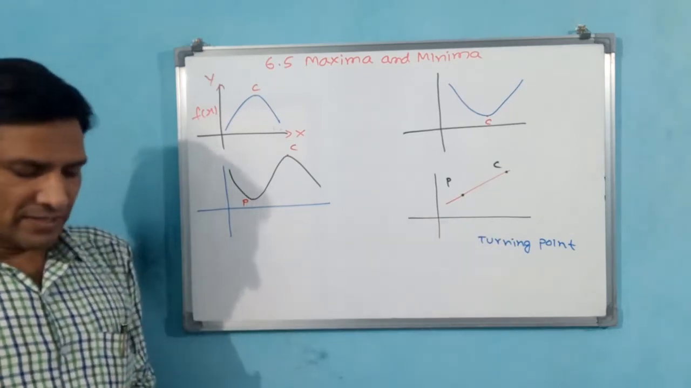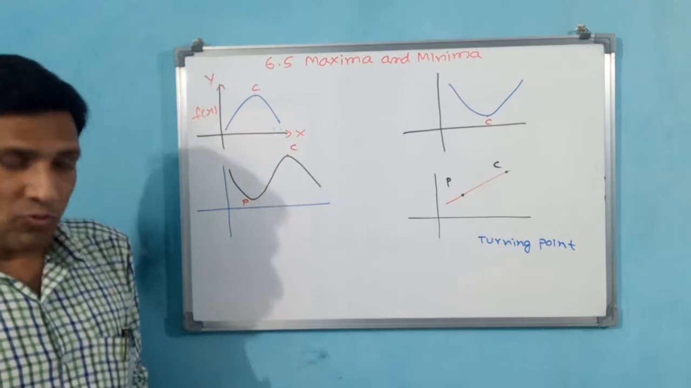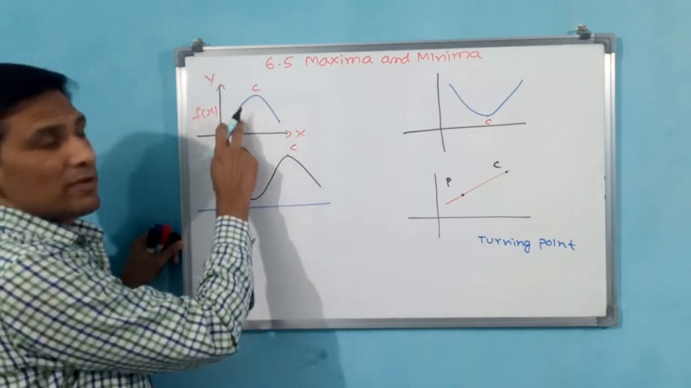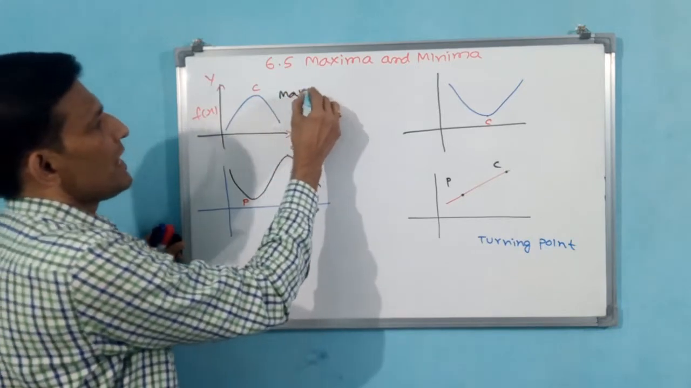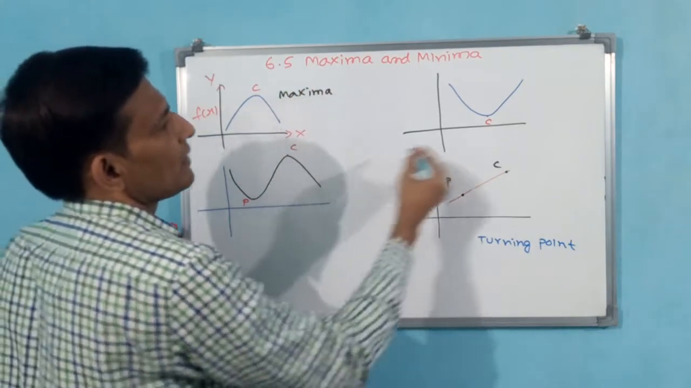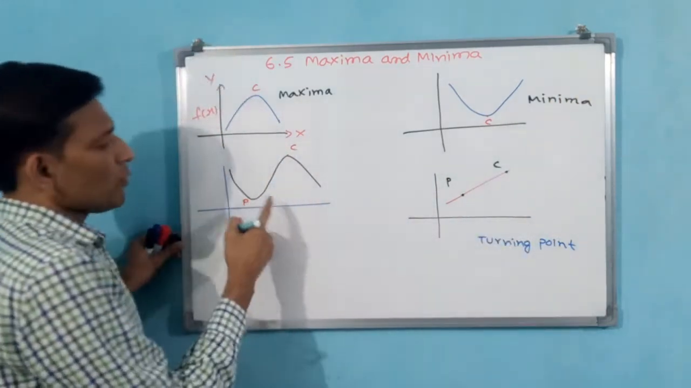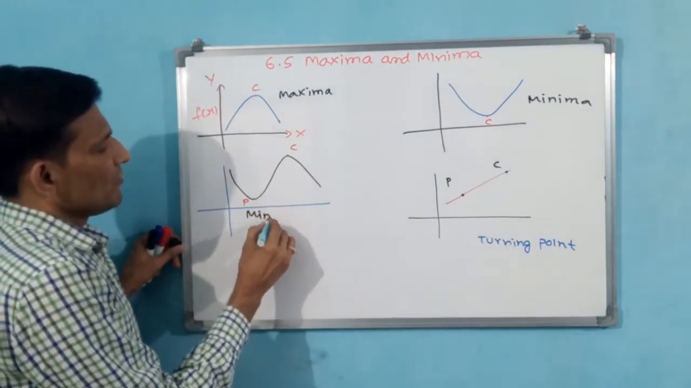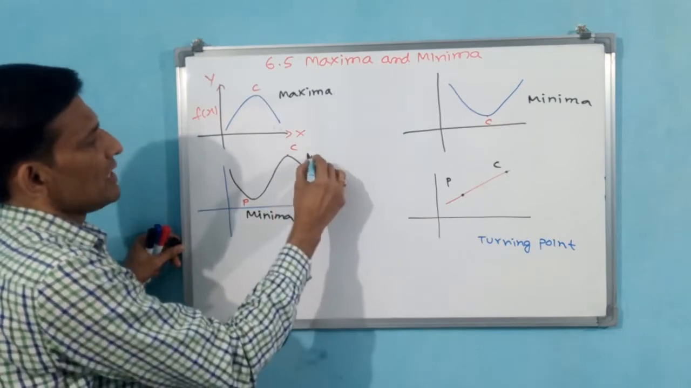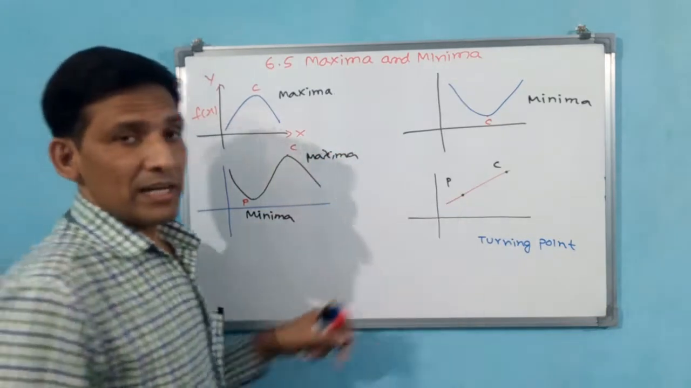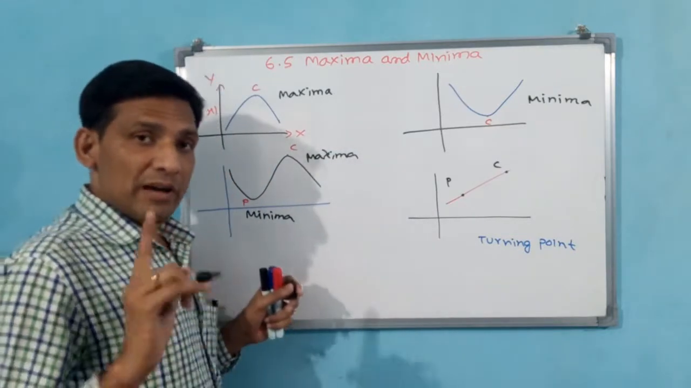What you have to write for this? See, here I have already told, this is for maximum value, maxima. This is for minimum value, minima. Here both are there, minima, maxima. Now here neither minimum nor maximum.